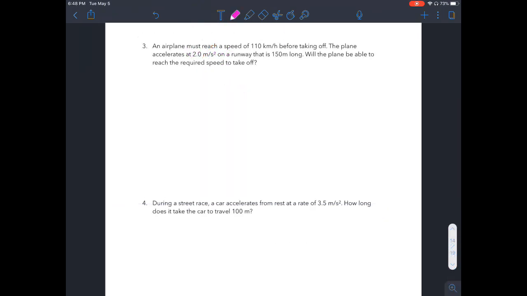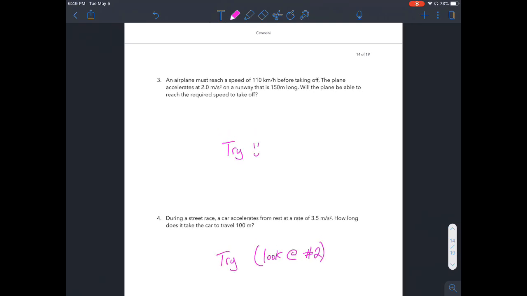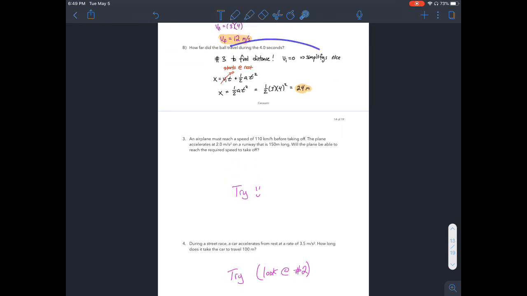Question number 3 and 4 we're going to do in class together. So I want you to try this one on your own. Okay, same thing with this one. We'll do them in class. This number 4 is exactly the same as number 2. Same formula, you just have to do some algebra. So look back at the question we just did right up here.